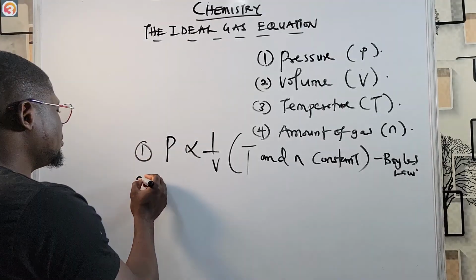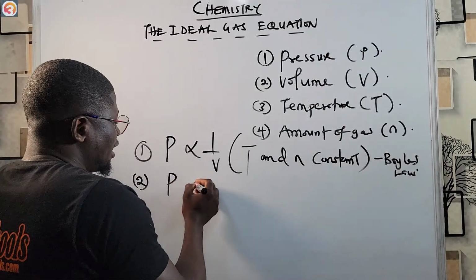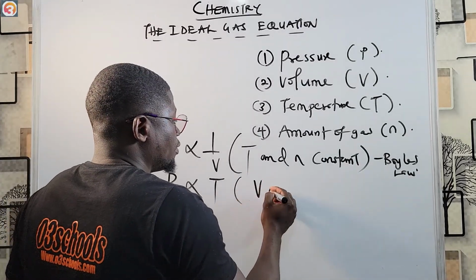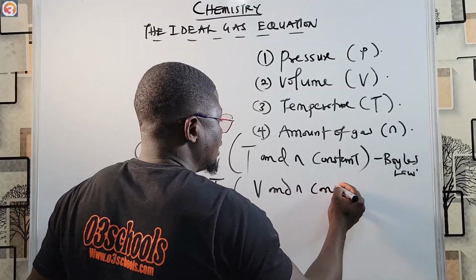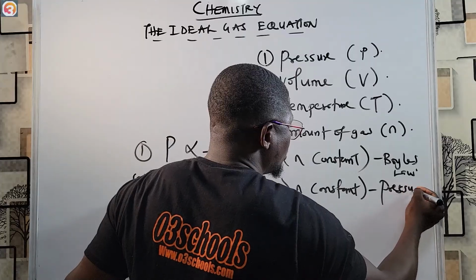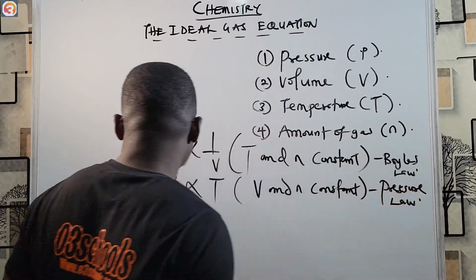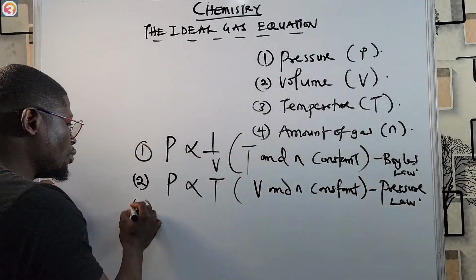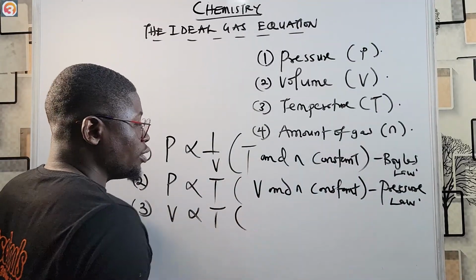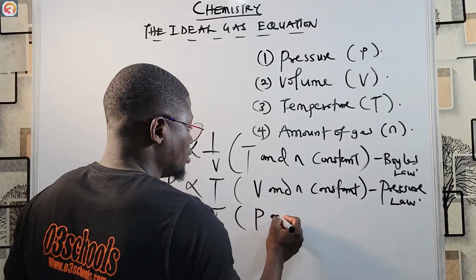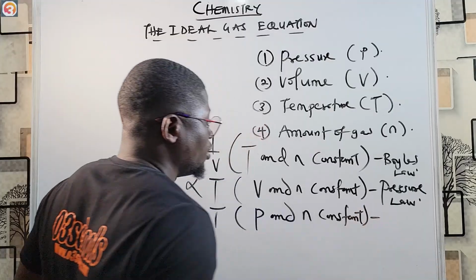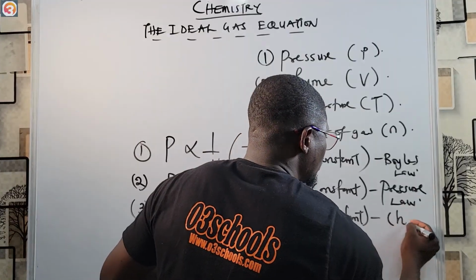And of course, there's another one where pressure is directly proportional to temperature, with volume and amount of gas held constant. This is called Amontons' law or the pressure law. Then of course there's another one where the volume is directly proportional to the temperature, with pressure and amount of gas held constant. And of course this is the one we call Charles's law.